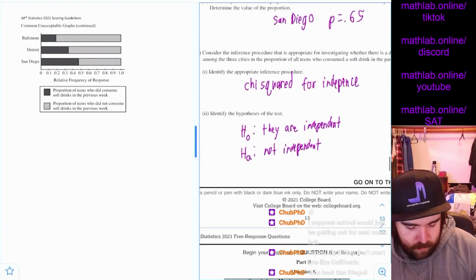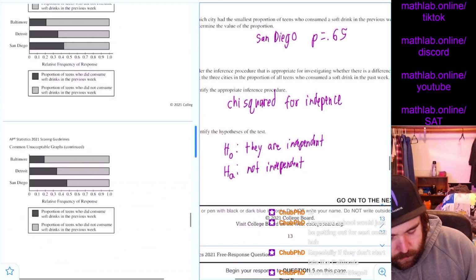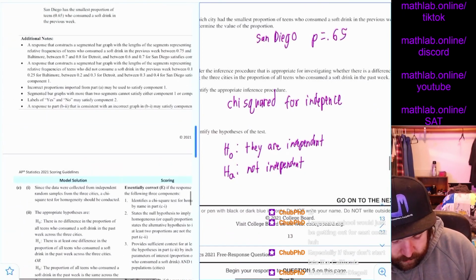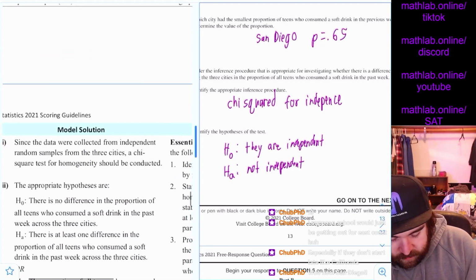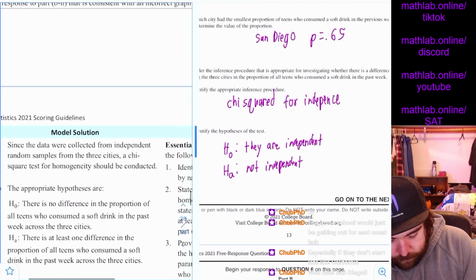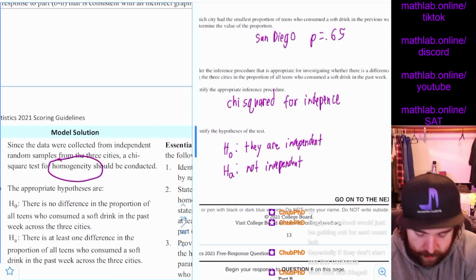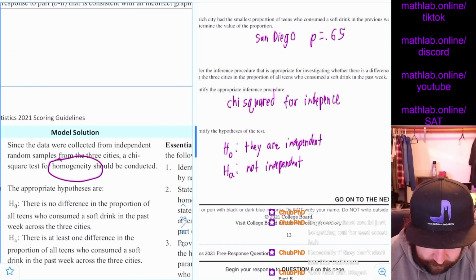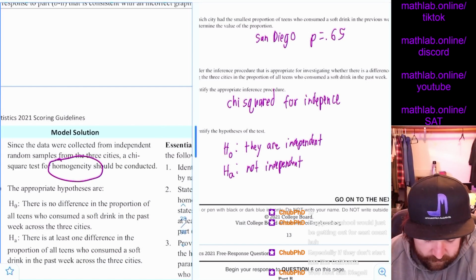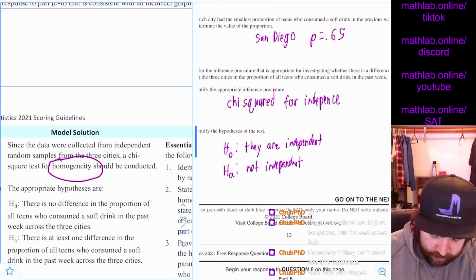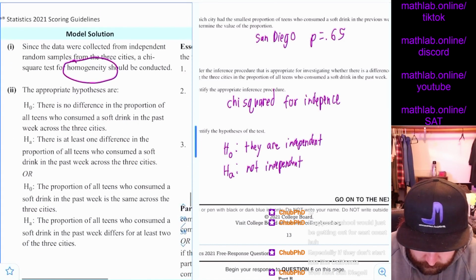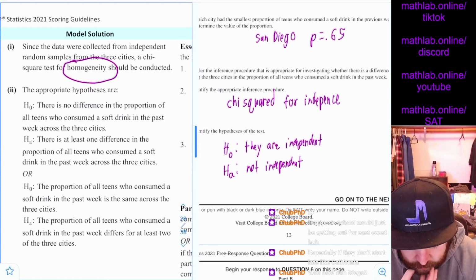That's okay. So that should have been for. Well, I don't need to rewrite it. I'll just look at what we should have said up here. So we should have said for homogeneity, since the data were collected from independent random samples from 3 different cities, and we're looking at if they're the same, then I really feel like it's okay. I really feel like they're both the same. And then we should have talked about there's no difference, or there is at least one difference in the proportion.